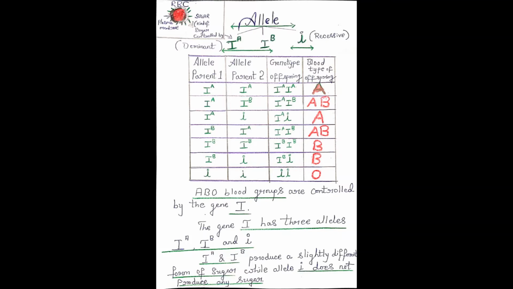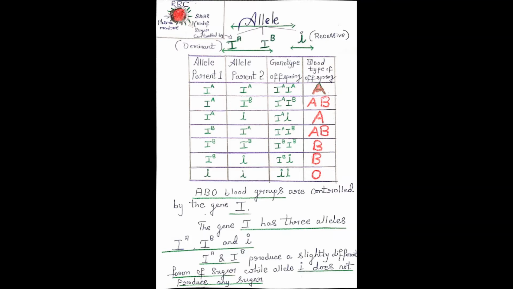Just observe the red blood cell. It is surrounded by a plasma membrane, which has sugar polymers that protrude from its surface. The kind of sugar is controlled by gene I. Both IA and IB produce a slightly different form of sugar, while allele small i does not produce any sugar. If you observe the first line, IA and IB are dominant alleles and small i is recessive allele.